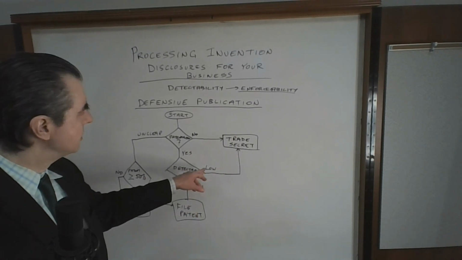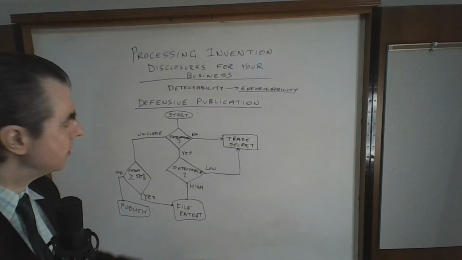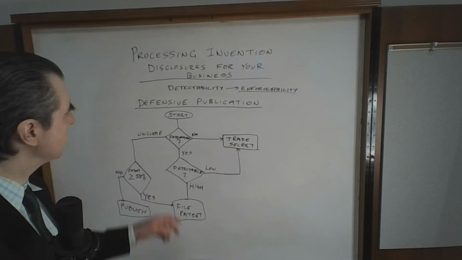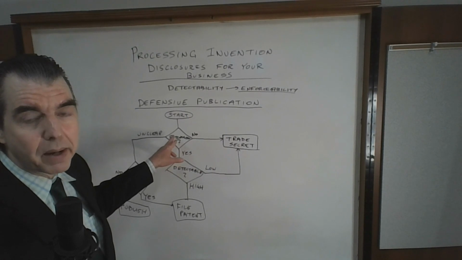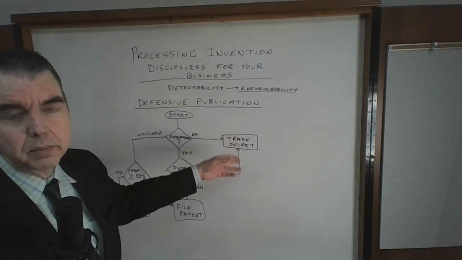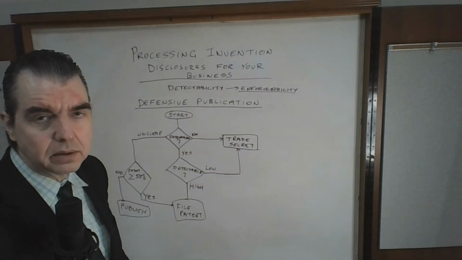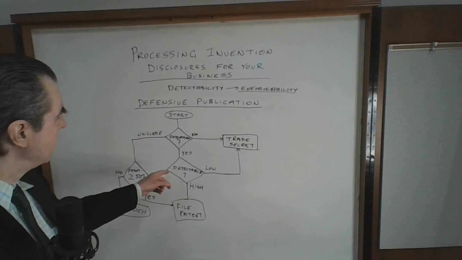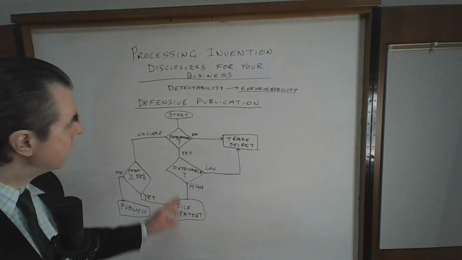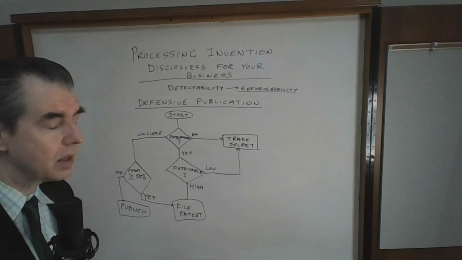So if it's low detectability, then you can maybe maintain it as a trade secret rather than filing a patent application. Likewise, if you decide it's not patentable subject matter, and you know it's not patentable, well then there's no harm in maintaining it as a trade secret. You're not going to get a patent on it. You might as well maintain it as a trade secret. If the detectability is high, on the other hand, and you're patentable, then filing a patent application would make sense.